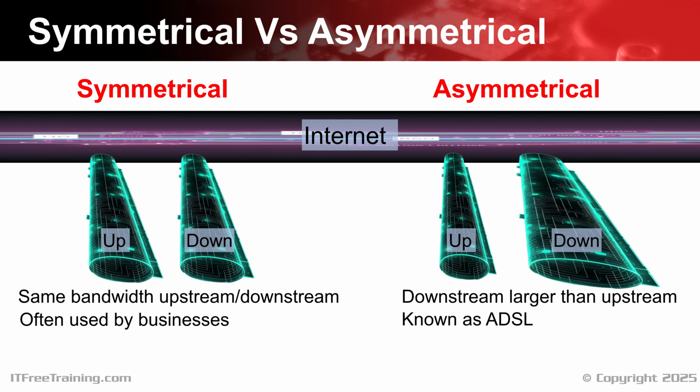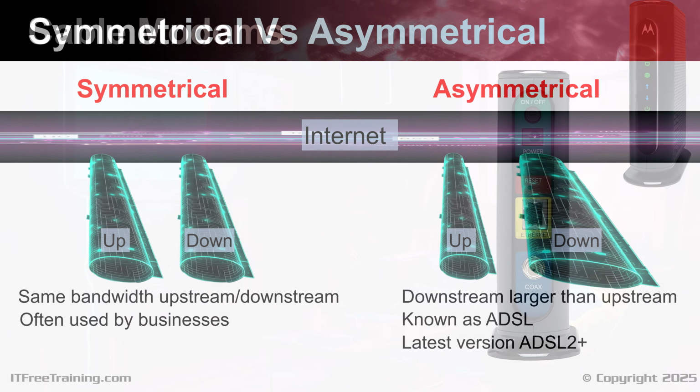There have been a number of different versions of ADSL, with the latest being ADSL 2+. The newer versions have higher speeds. DSL uses the existing phone network to transfer data. However, there is other technology that can use existing networks.